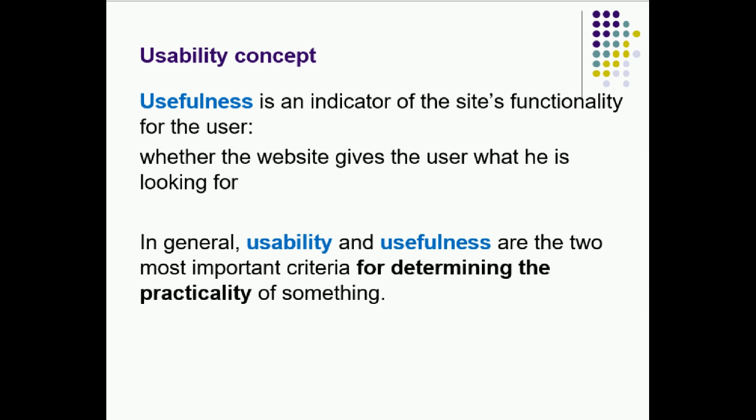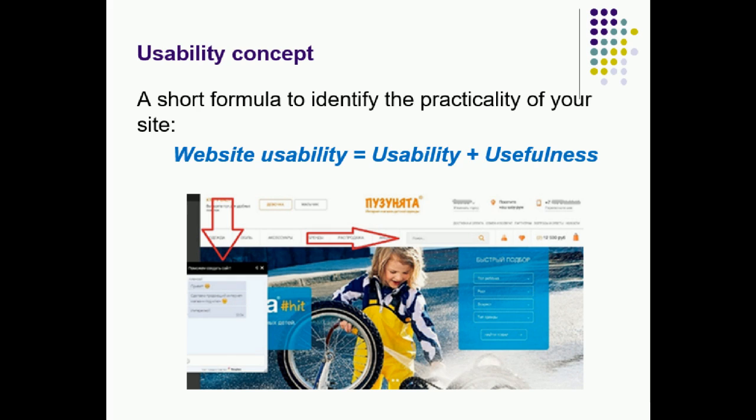There is another concept, usefulness. Usefulness is an indicator of the site's functionality for the user, whether the website gives the user what he is looking for. But under certain conditions, the site should be really needed by the visitors. The site interface should not prevent the user from performing the target action and getting what he wants. Here is a short formula to identify the practicality of your site. Website usability is the sum of usability and usefulness.